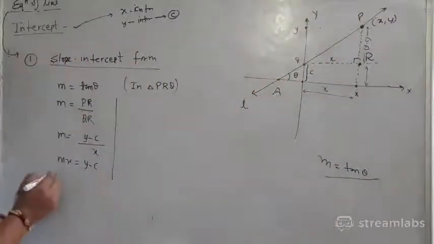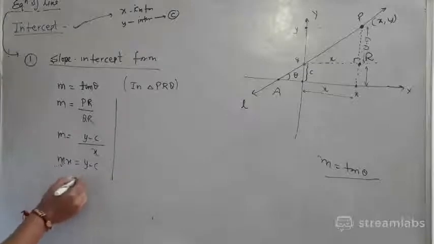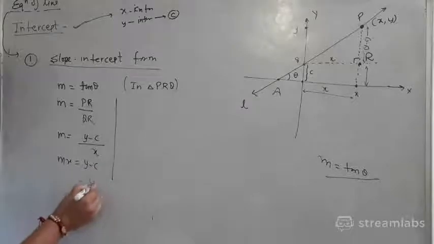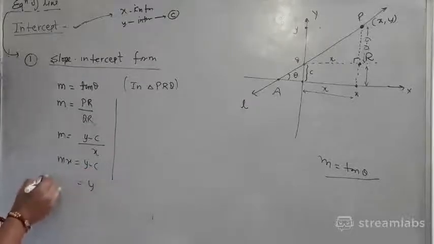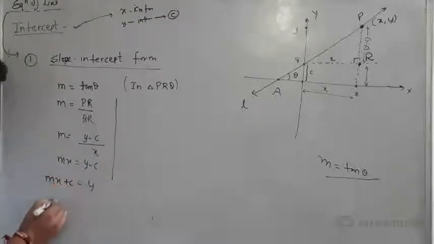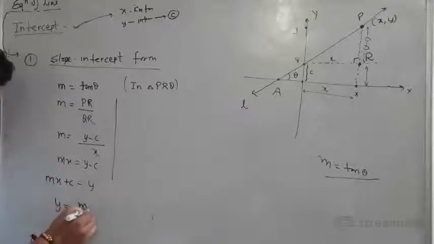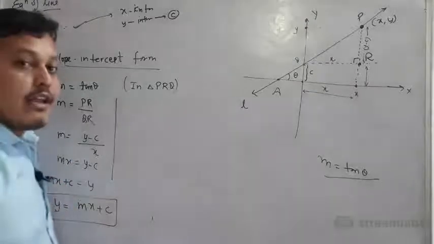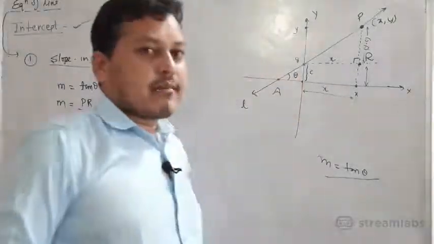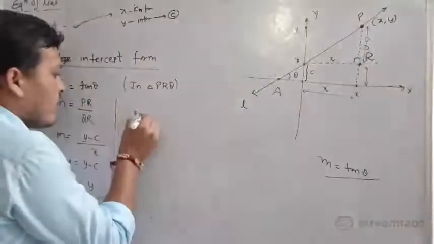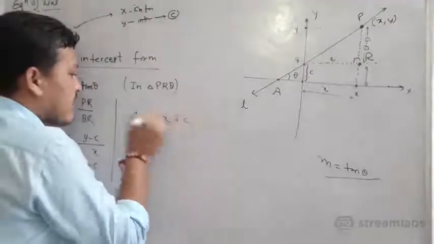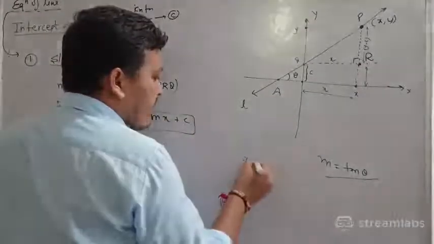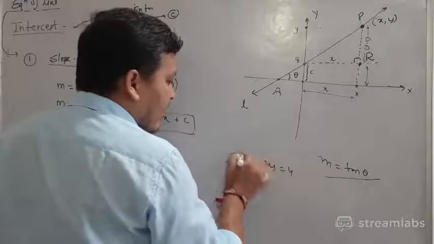Look sir, bring all these here, so this becomes mx is equal to y minus c. Taking c to the left hand side, we get mx plus c. So the equation formed here is y is equal to mx plus c. This is the normal equation of any line whose slope and intercept are given. So what is the equation of the line? y is equal to mx plus c. This is the slope intercept form. And as you know, you learned the normal equation x plus 2y is equal to 4 in your earlier classes.